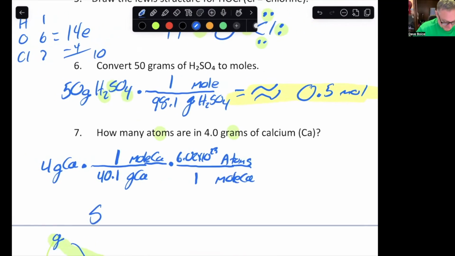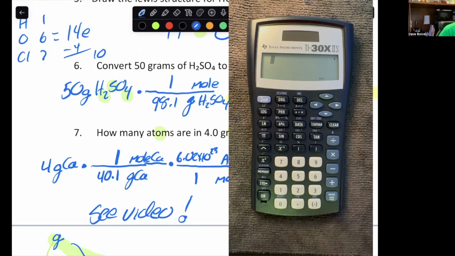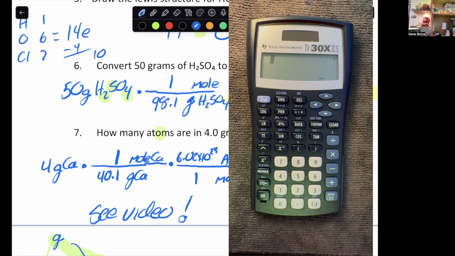So I'm going to write C video, because what I'm going to do here is go ahead and make a quick video of me doing this in a calculator so that you can be sure you know how you're doing this. So I'm going to do 4 divided by 40.1, and then I'm going to multiply that by Avogadro's number.